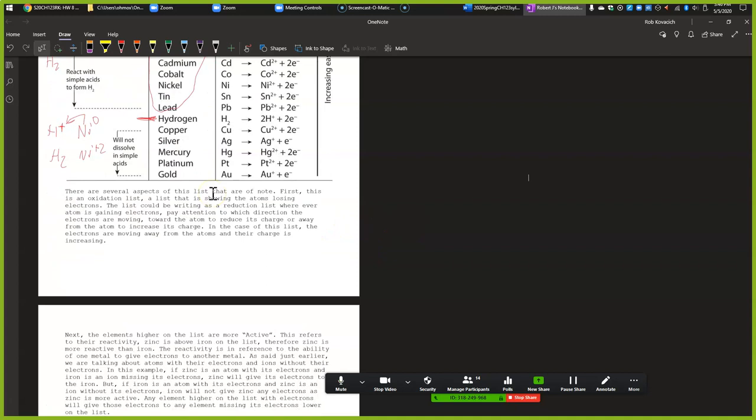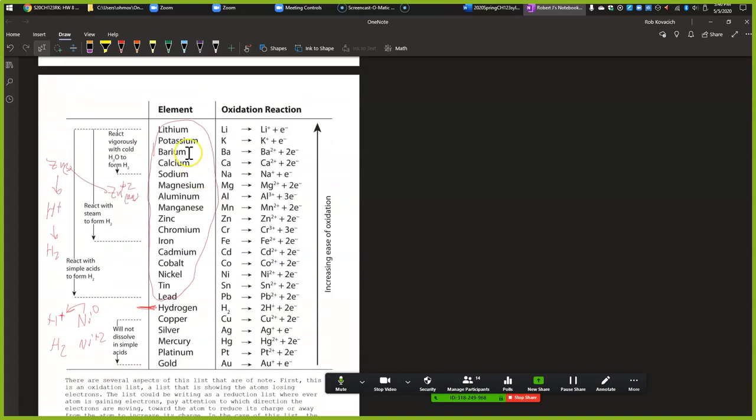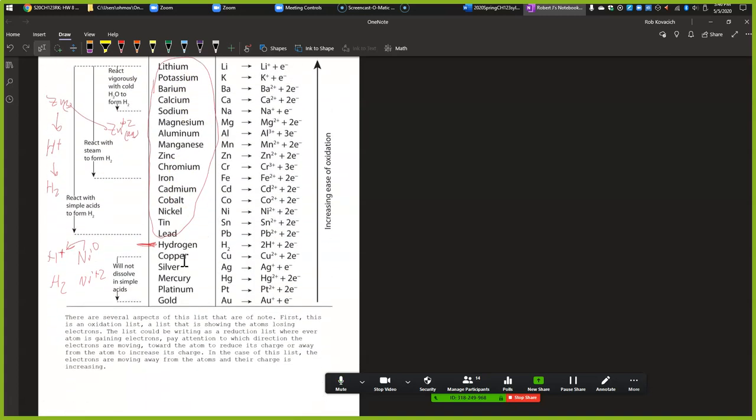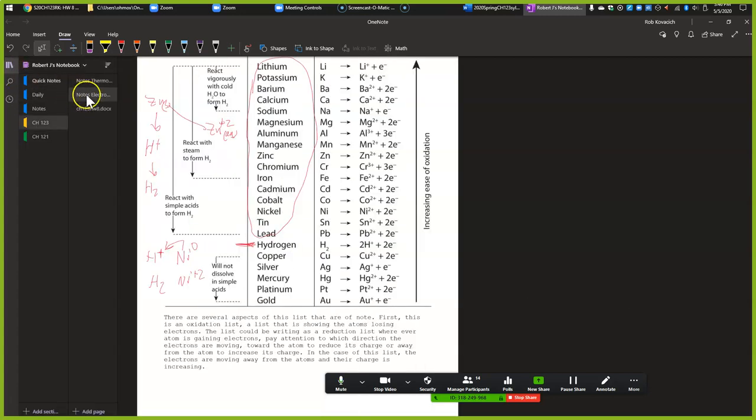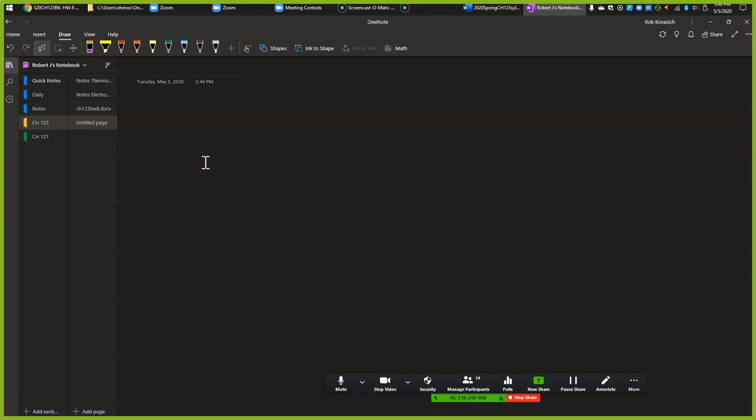So, what else we got here? So the elements higher on the list will give electrons to the elements lower on the list. And so the situation for a battery is... Wait, so would lithium give potassium? Yep. Okay.